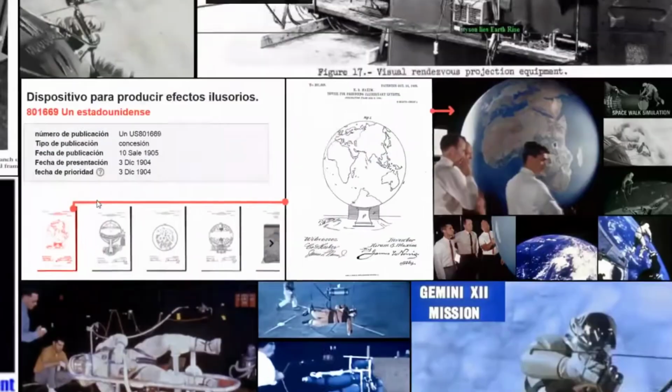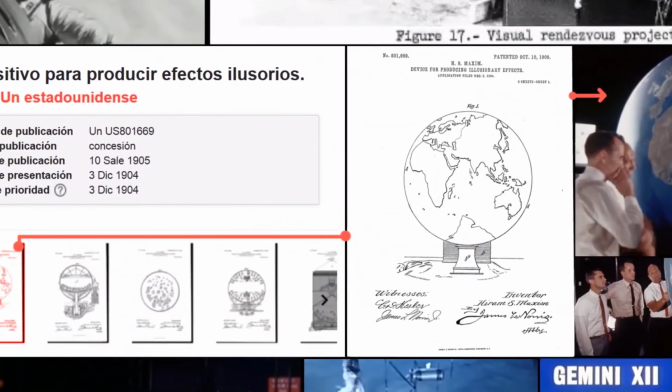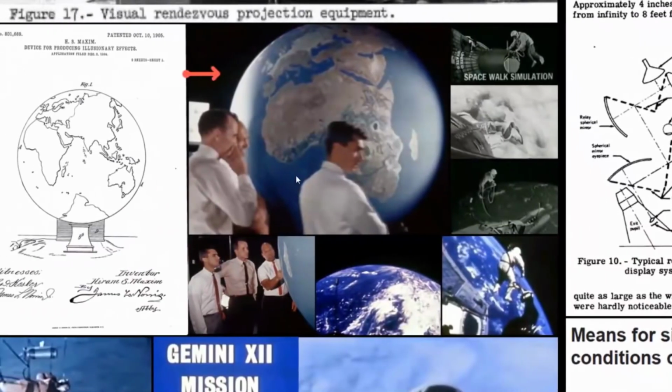because what they did was just paint a ball. And this is a U.S. patent. This one is in Spanish, but it says a device for reproducing illusion effects. And this was patented in 1905. You can see the example: a sphere with the world painted over it. And then you have, for example, the Mercury engineering trying to cheat us, basically.